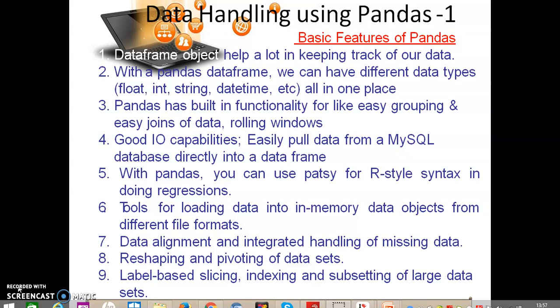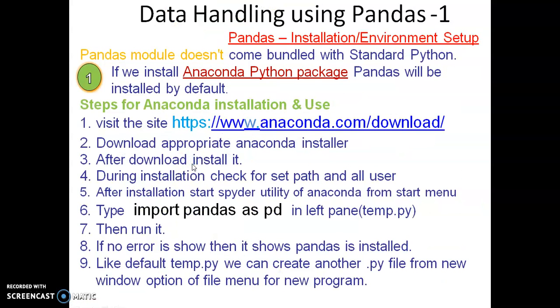It means the connectivity part is there. With pandas, we can use Patsy for R-style syntax in doing regressions, so we don't have to use tools for loading data into memory and from different file formats. This is of very much importance to us, as we will use CSV and Excel; we can import and exploit different types of data in a data frame. There are also data alignment, integrated handling of missing data, reshaping and pivoting of data sets, label-based slicing, indexing, and subsetting of large data sets.